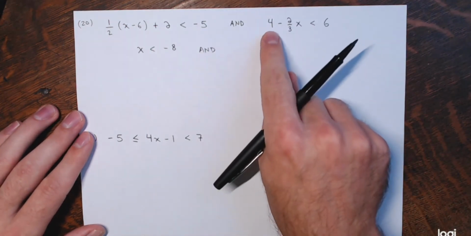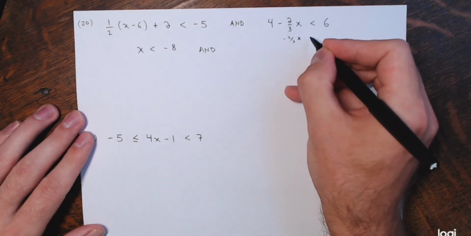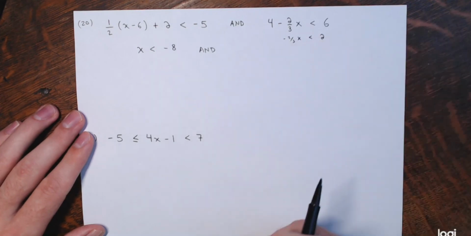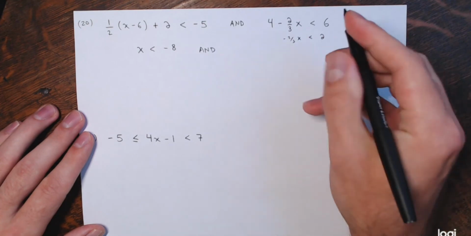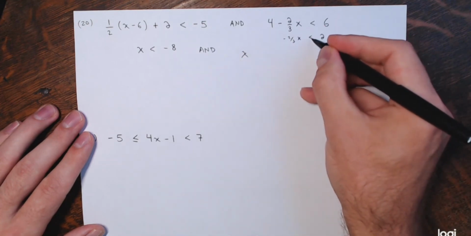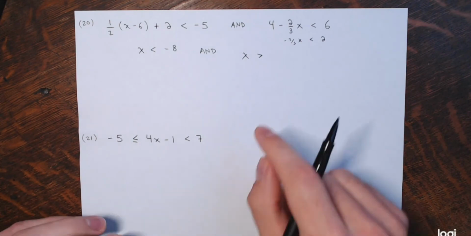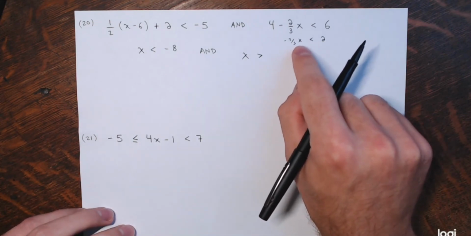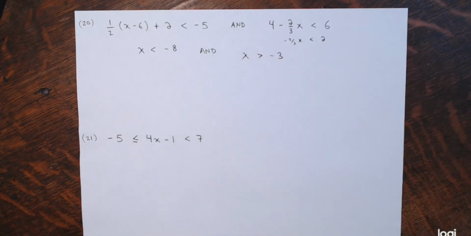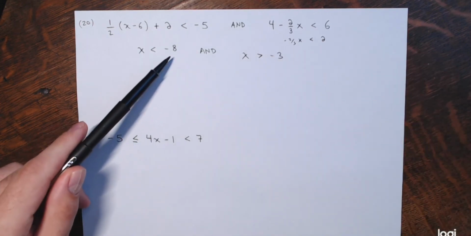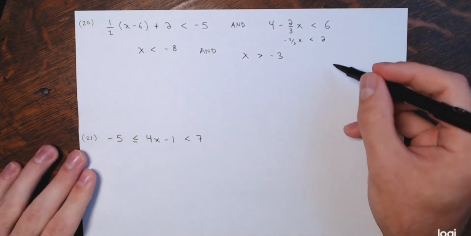Now here, I'd subtract 4, giving me negative 2/3 x is less than 2. And I would multiply by negative 3 halves. So that would flip the symbol from is less than to is greater than, right, because I'm multiplying by a negative. And 2 times 3 halves would just be 3, so it would be negative 3. Right? Negative 2 times negative 3 halves would be negative 3. So I have x is less than negative 8, and x is greater than negative 3.